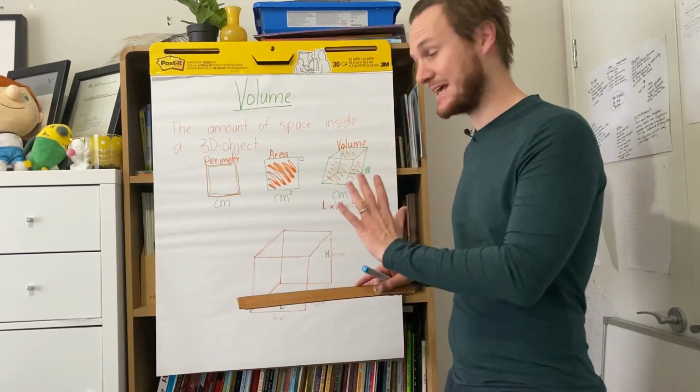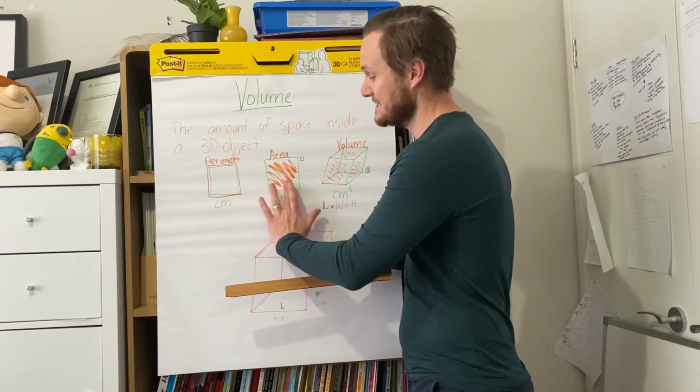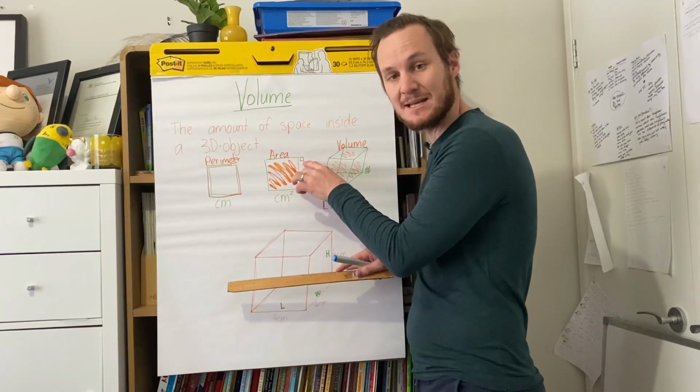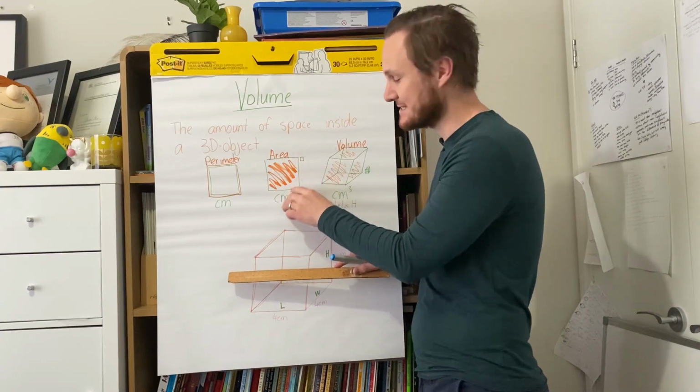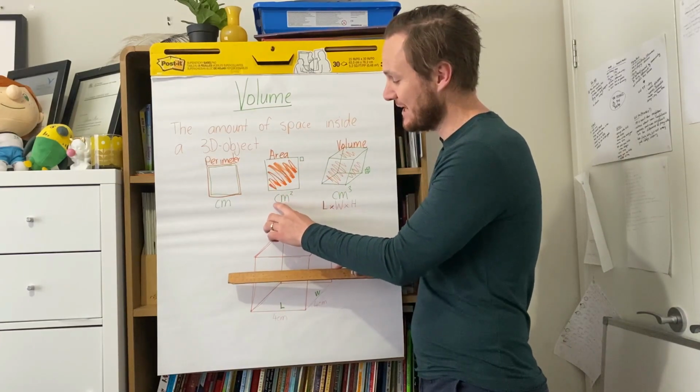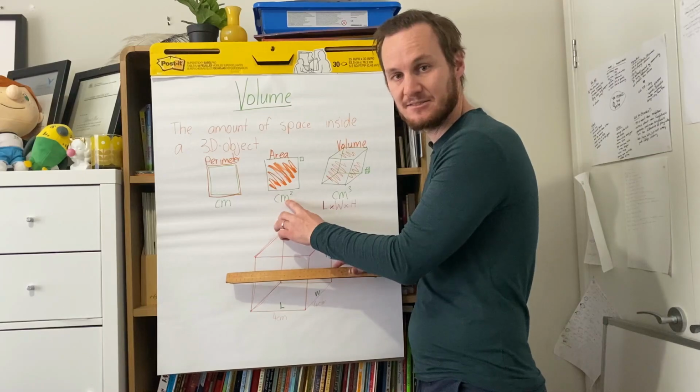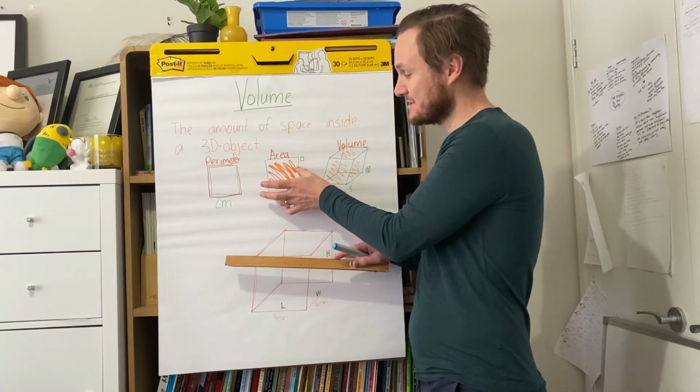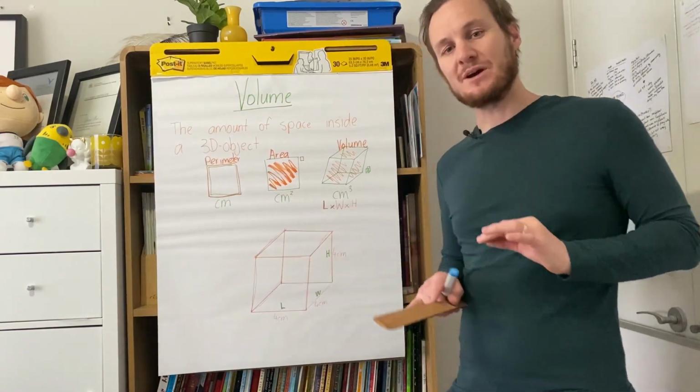Whereas last week we talked about area, and we talked about how much space can be inside it, how many little centimeter squares would fit inside it. And that's why our answer would be centimeters squared. Right? And we did length times height, and we would solve that to get the area. This week we're going to talk about volume.